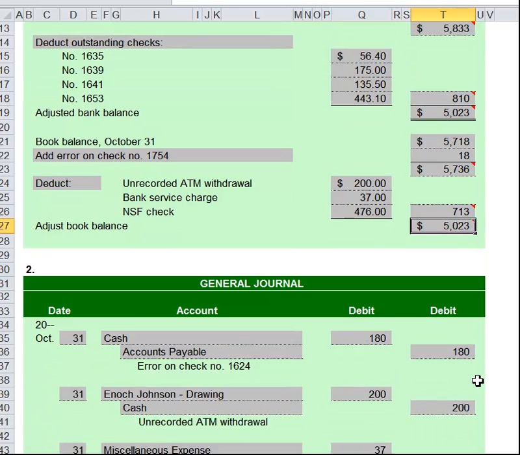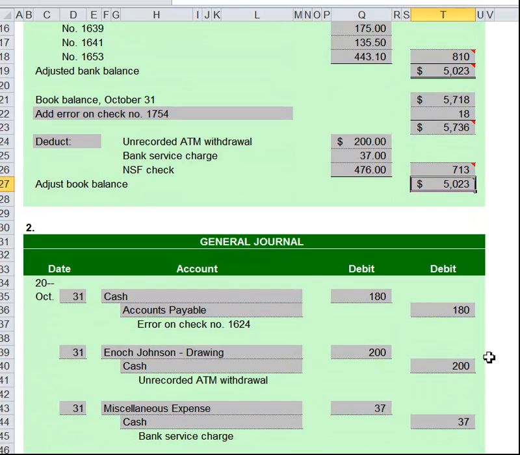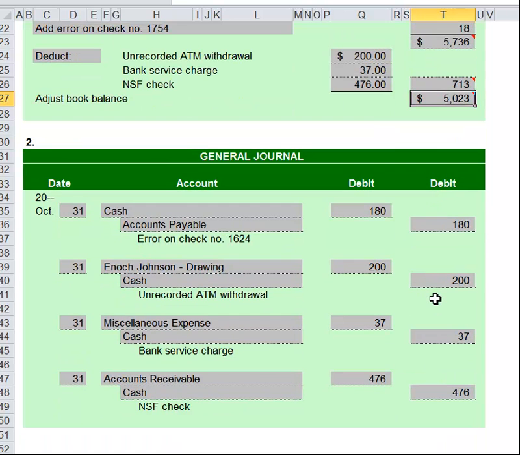Then the problem wants us to record journal entries. So keep in mind that journal entries are only done for the items that actually affect the cash account, and the items that affect the cash account are anything that has to do with our book balance. Okay? So we had an error in our checkbook. Remember, we originally subtracted out 75, but we should have only subtracted out 57. So now we're going to add that 18 back in.